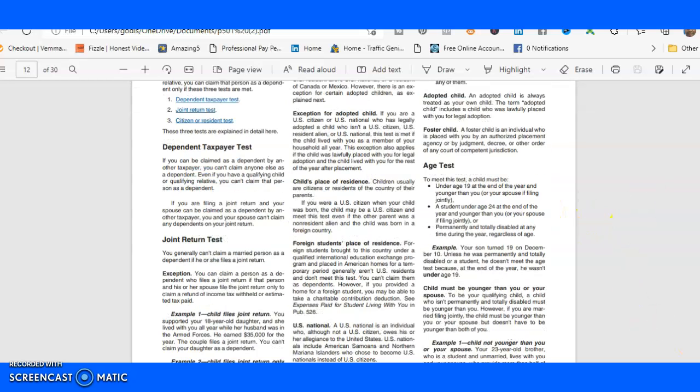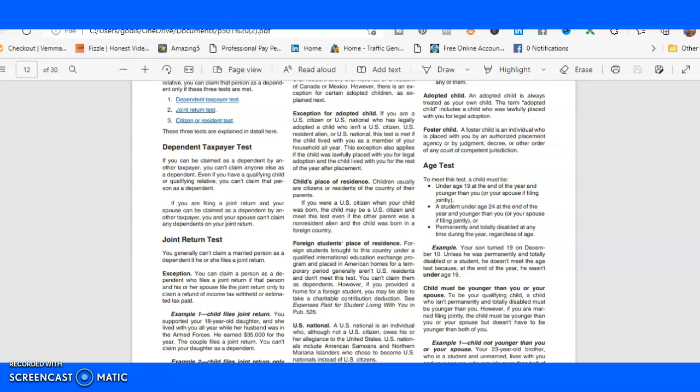The age test. It says to meet the test, the child must be under 19 at the end of the year and younger than you, a student under 24 at the end of the year and younger than you, or permanently and totally disabled at any time during the year, regardless of age. So that's the next test, the age test. And they give you examples. They give you examples all through the publications, and I suggest y'all read those examples because they are designed to help you get a better understanding of the overall gist of what the information is talking about.